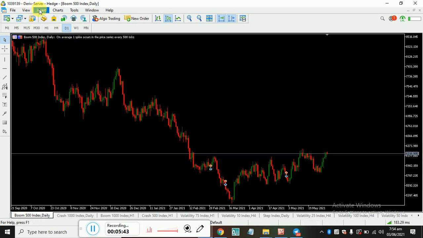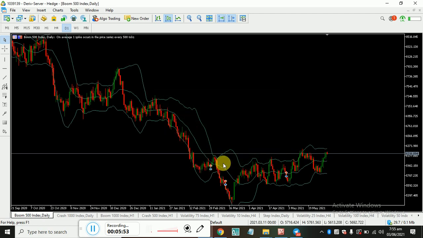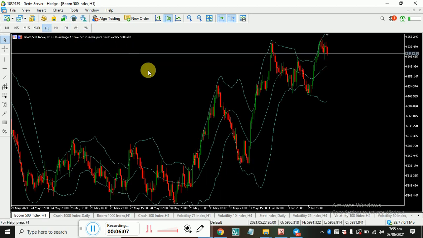Now, I'm going to add my Bollinger Bands: insert, indicators, trend, and Bollinger Bands. Let me add them. So now, what is the usefulness of these Bollinger Bands? I love trading my Bollinger Bands using my H1.